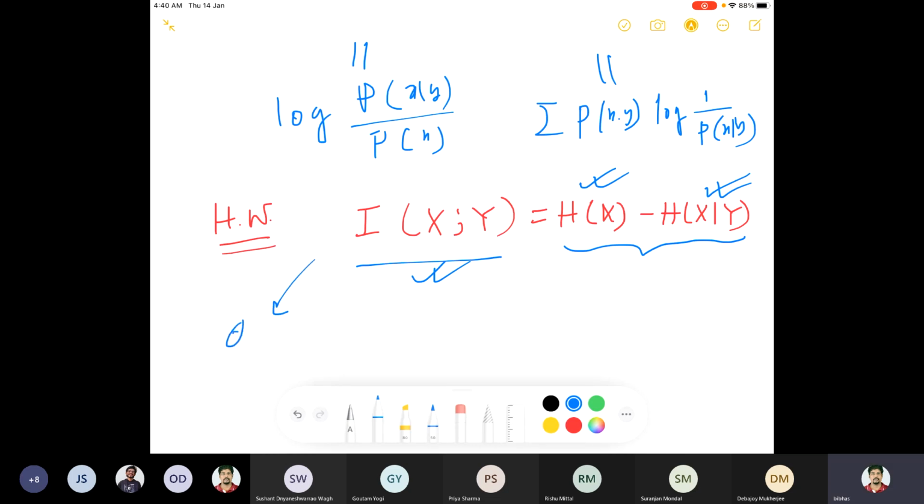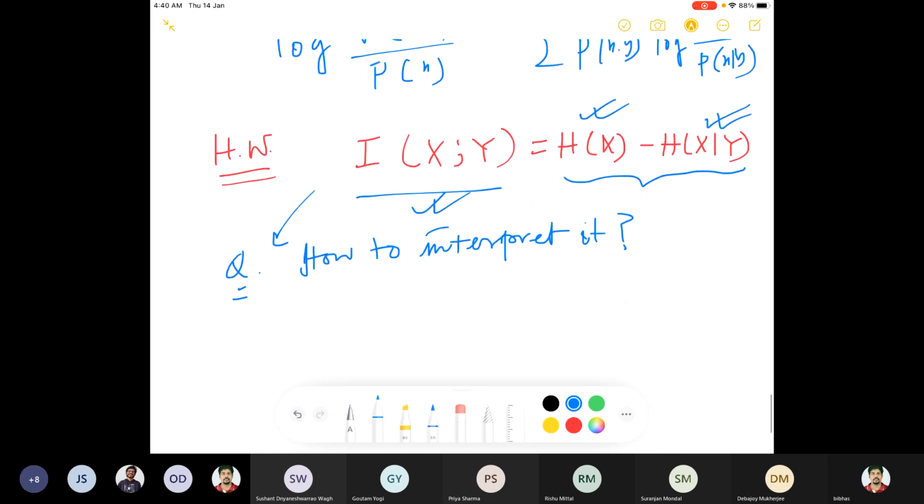So the question is how to interpret it. This is a question for Viva. Think about it. Now what we'll do is, since all these concepts and definitions originated from the definition of the mutual information, we'll now try to find out some more relationships between all the quantities that we introduced.